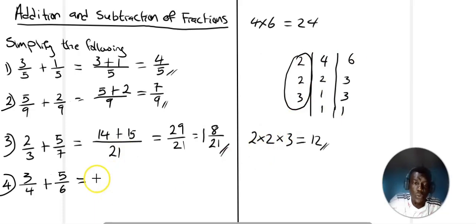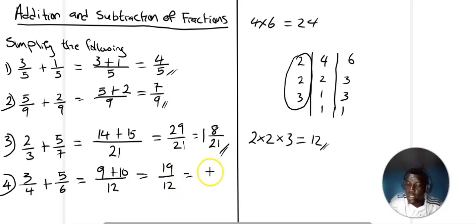Now let's go. So we've gotten the LCM to be 12. Now let's proceed. 4 in 12, that's 12 divided by 4, will give you 3. 3 times 3 will give you 9. So you have your 9 plus 6 in 12, that's 12 divided by 6, it will give you 2. 2 times 5 is 10. So you have 10. Now this is equal to 19 over 12. So you have 19 over 12 here.